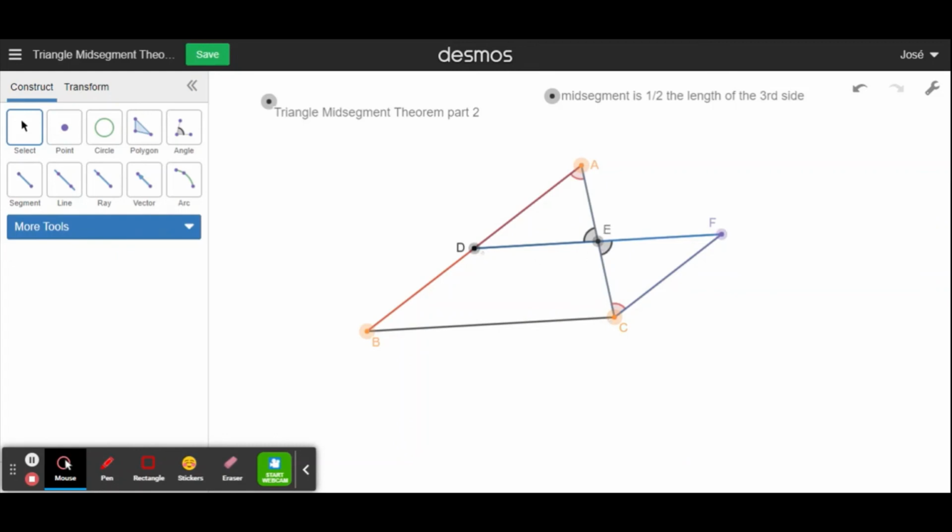But segment DF is made up of segment DE plus segment EF. And the way they were constructed, segment EF is congruent to segment DE. Therefore, two congruent parts of segment DF is the same length as segment BC. Therefore, DE must be half the length of BC. And that's it. So the midsegment is parallel to the third side and it's half its length.